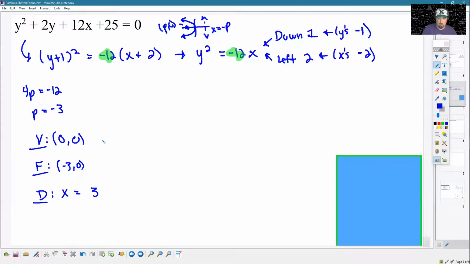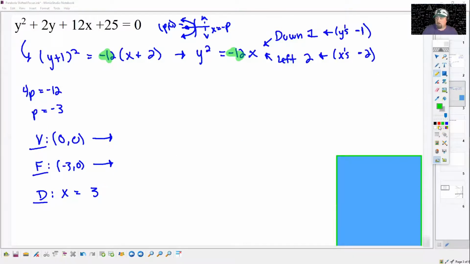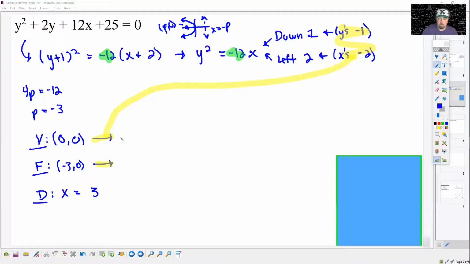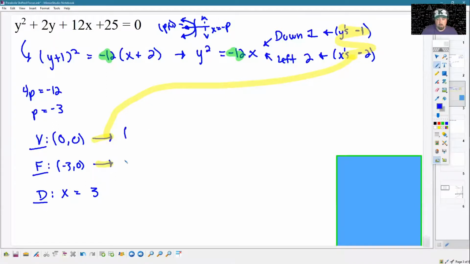So now, to find where these points actually are, we need to apply these shifts. I'm going to highlight these in green. Let's use yellow this time. We're going to take all the x values for these two points, and we're going to minus 2. So 0 minus 2 is negative 2, and negative 3 minus 2 is negative 5. Now we're going to apply the shift for the y. We're going to minus 1. 0 minus 1 is negative 1, and 0 minus 1 is, again, negative 1.